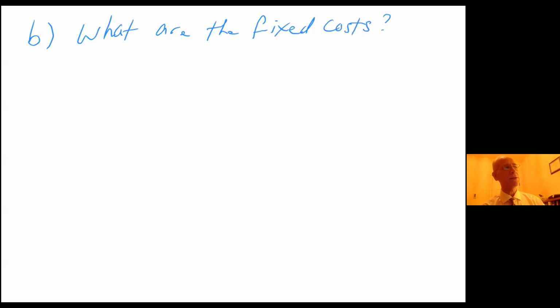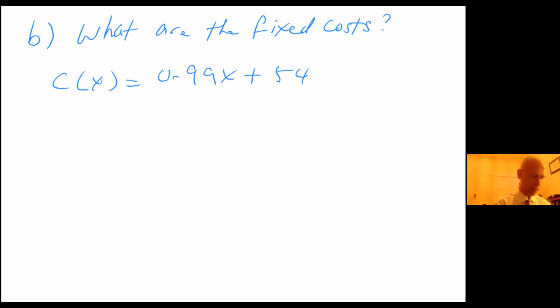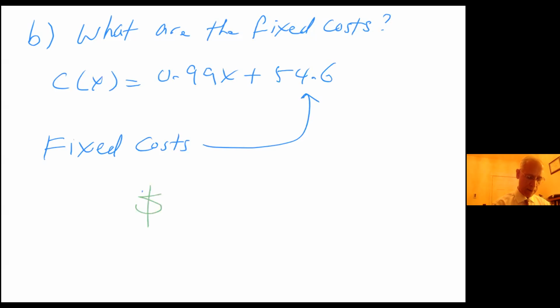Okay, part B. Part B is what are the fixed costs? Now, fixed cost is our y-intercept. Fixed cost doesn't care how many you are producing. So what is the cost when we are not producing any items? So notice that we have C of x equals 0.99x plus 54.6. Therefore, fixed cost is right here, $54.60. Okay.